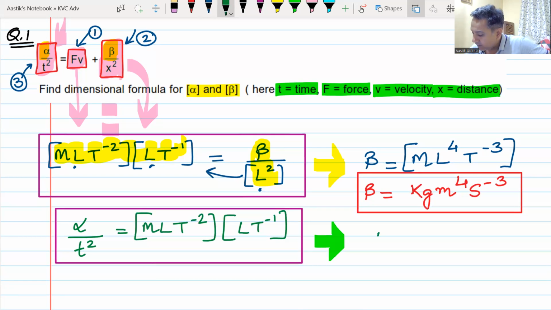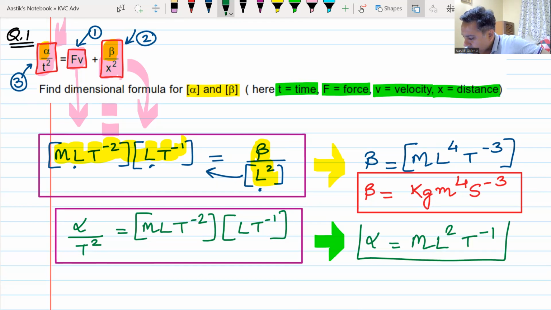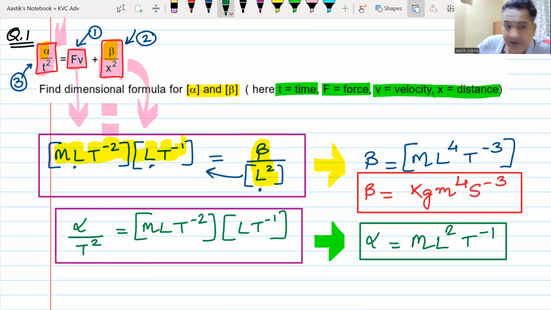The dimension of alpha is going to come as, here I must not write it as small t square, I must write it as capital T square. Capital T is the dimension of time. Now I can easily find out the dimensions of alpha. The dimension of alpha will be M L square T minus 1, and that was the answer for alpha. And we already have the dimension of beta.